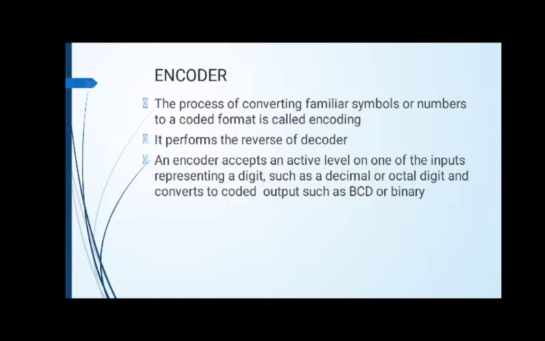An encoder will be accepting one of the inputs, which can represent a digit, an octal digit, or a decimal digit, and convert it into some coded form. The coded forms can be either binary number codes or BCD codes, etc.